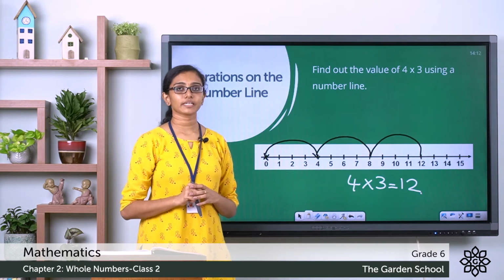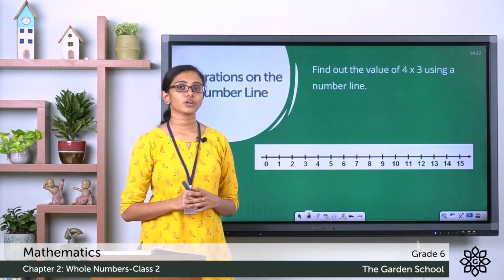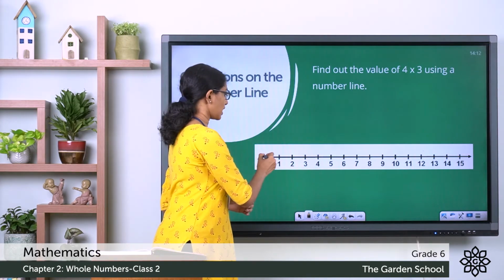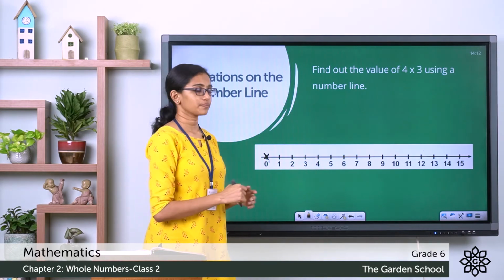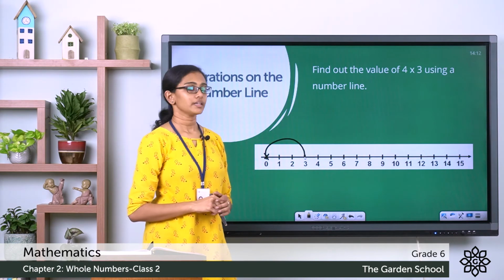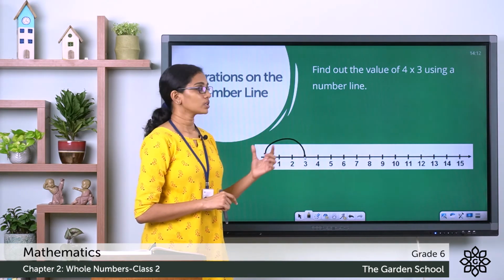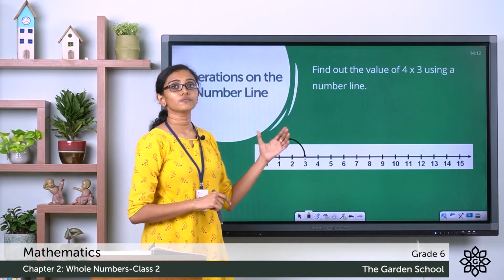You can do this multiplication in a different way. Let's see the second method. In this method also start from 0. Now you are counting 3 points. So that is 3 here. Now we jumped 3 points away from 0. Now we are going to repeat this jump 4 times.